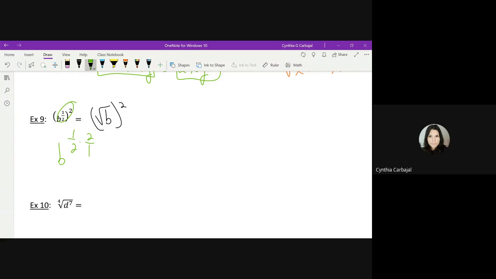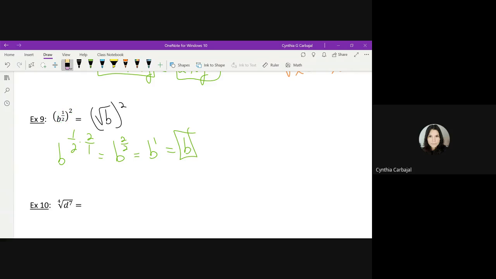Well, you can put a little 1 underneath and multiply across, which will give me b 2 over 2. Well, 2 over 2 is just 1. Well, we know that if there's a 1 there, we don't really even need it. We can just write it as b.